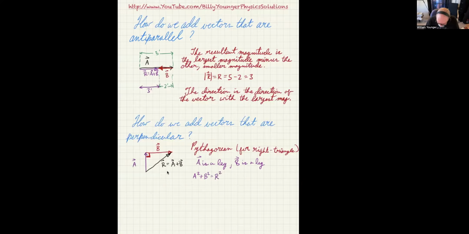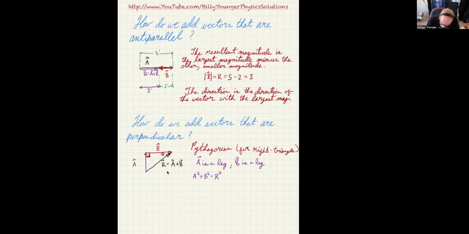So we'll say a squared plus b squared is equal to r squared. The hypotenuse is the long one, and you can tell it by it being the longest one, but you can also tell it by this right here looking like an arrow pointing to the hypotenuse. So this looks like an arrowhead pointing to the hypotenuse.